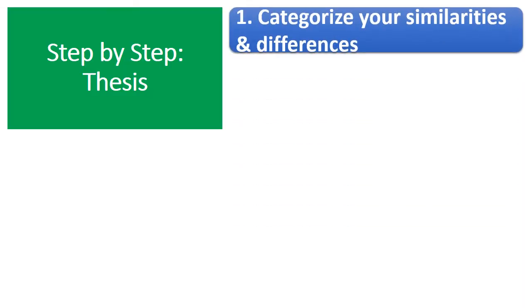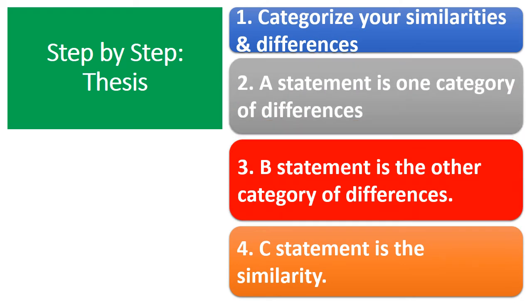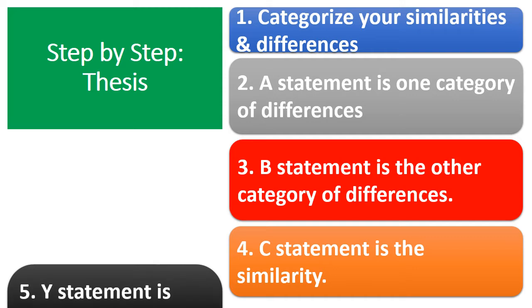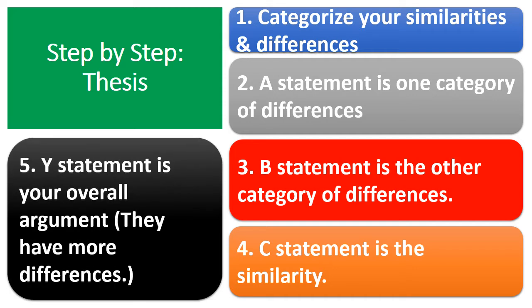Alright, so let's build your thesis statement. We've already done step one. We've categorized similarities and differences. Your A statement is going to be one category, and we decided to choose political. Your B statement is going to be the other category, or economic, and your C statement is going to be the similarity. Your Y statement is going to be your overall argument. You're going to state that there are more differences between the two than similarities.